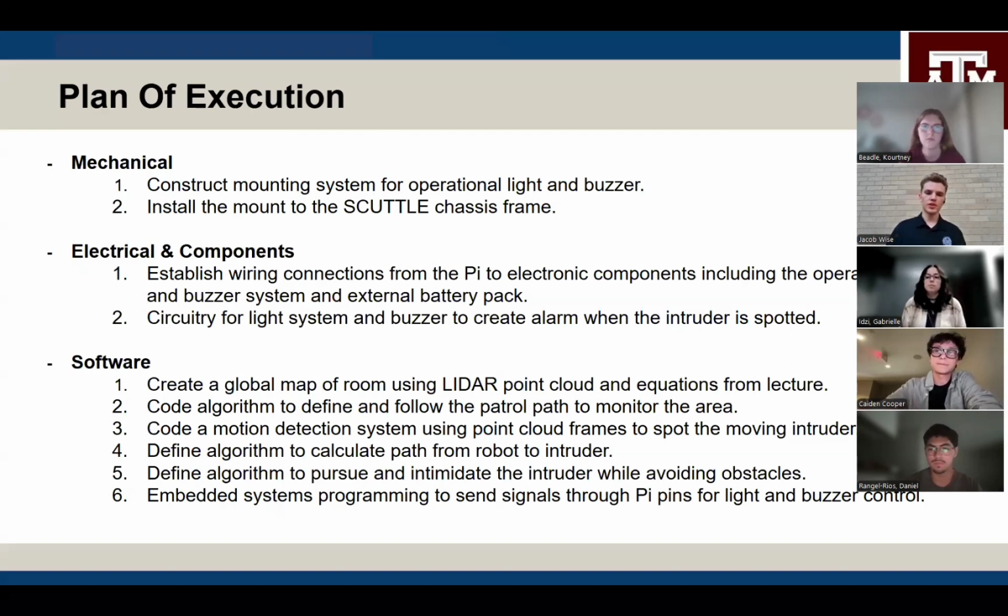For software, we're planning to create a global map of the room using LiDAR point clouds and the equations that were put in the lecture. We're planning to create an algorithm to define and follow the patrol path to monitor the area, like the grid zones mentioned earlier. We plan to code a motion detection system using that point cloud to spot the moving intruder. We're going to define an algorithm to calculate a path from the robot to the found intruder, and then an algorithm to pursue and intimidate the intruder while avoiding obstacles. And lastly, we need embedded systems programming to send signals through the Pi to the pins for the light and buzzer control.